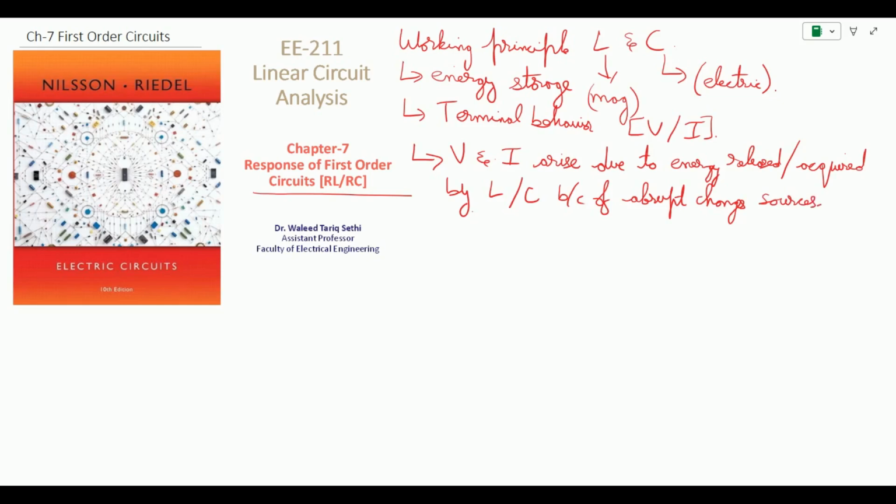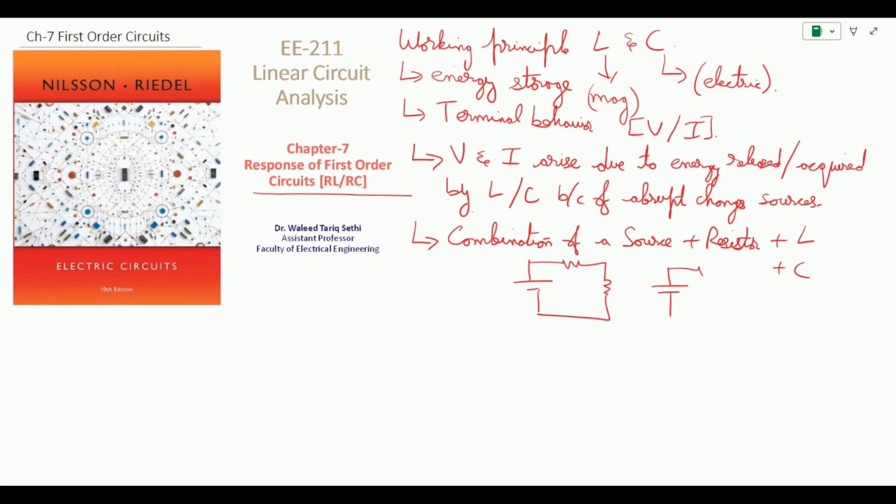Another thing we are going to focus on, which makes this RL and RC circuit work, is that we are going to have a combination of a source with a resistor followed by either an inductor or a capacitor. So we will have a source followed by a resistor and inductor, or a source followed by a resistor and a capacitor. We cannot have an inductor and capacitor connected together in this configuration.